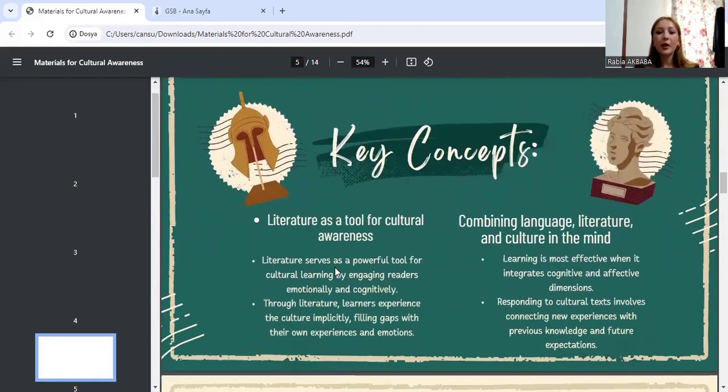Key concepts, literature as a tool for cultural awareness. Before starting this, cultural awareness is not a lecture name, right? It's not like that. Good morning, students. Good morning, teacher. Today, let's talk about culture. No, it's not something like that. And cultural awareness is not a fifth skill, listening, reading, writing, speaking, and cultural awareness. No, you should integrate it into your lessons.